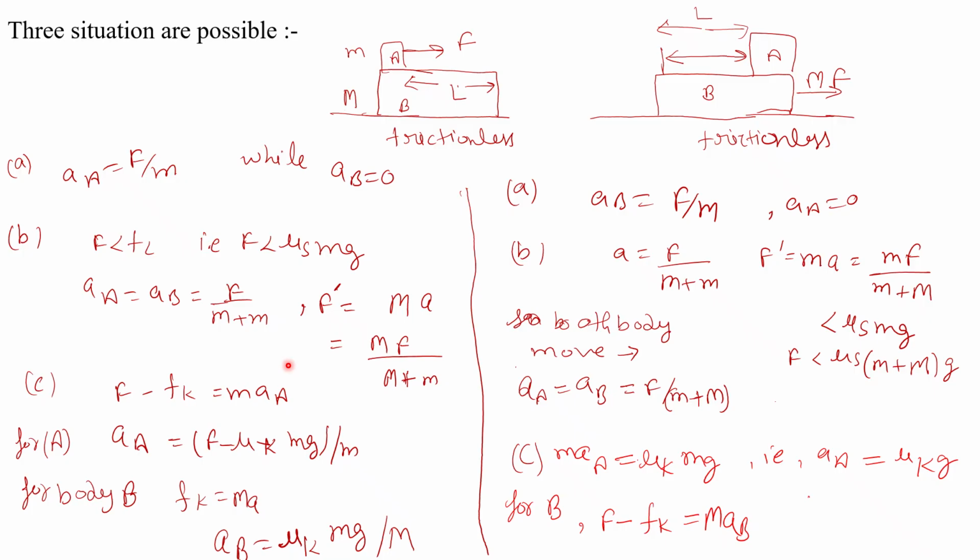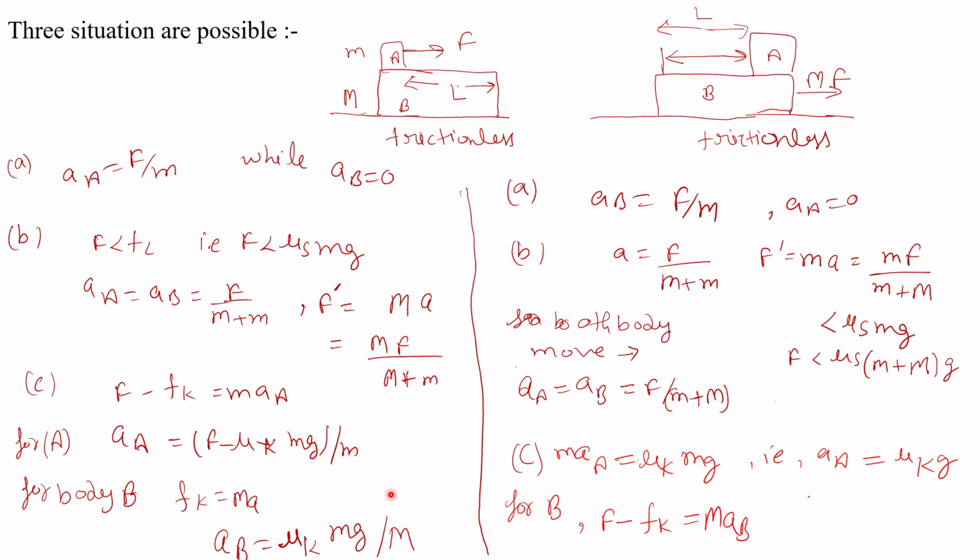Now a_A = a_B = F/(M + m). So F' = m·a = mF/(M + m).